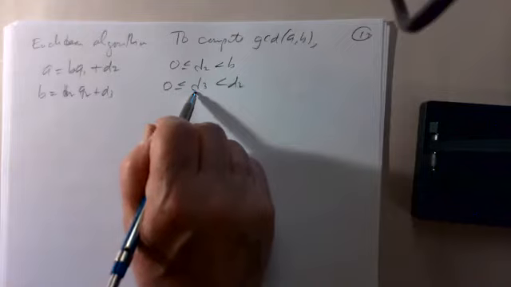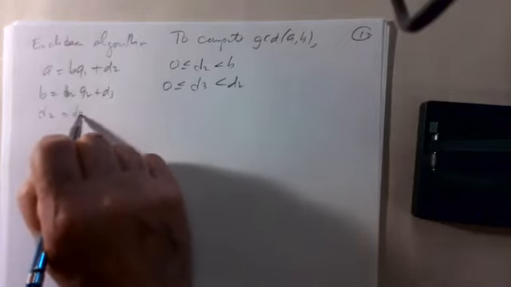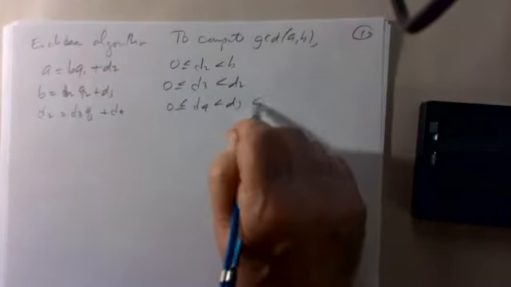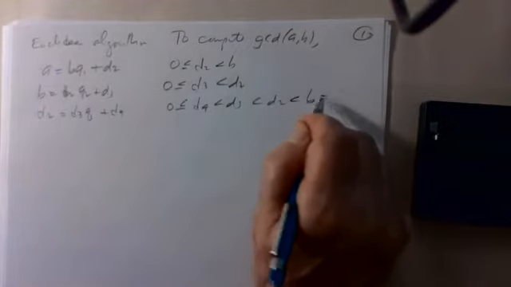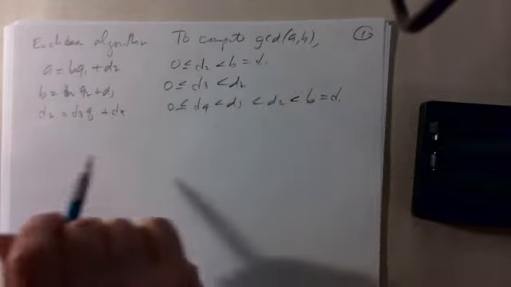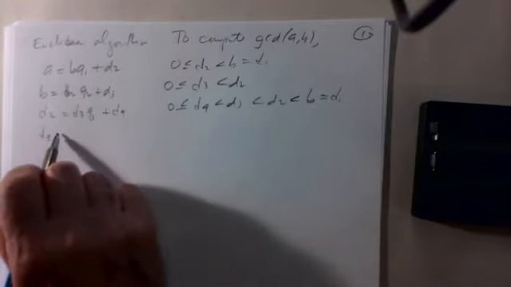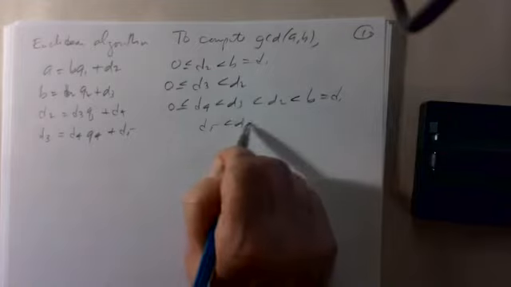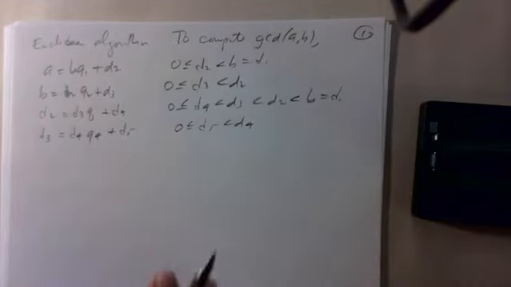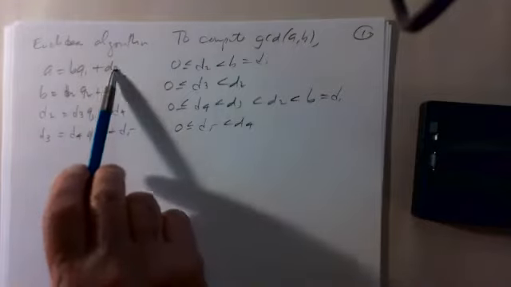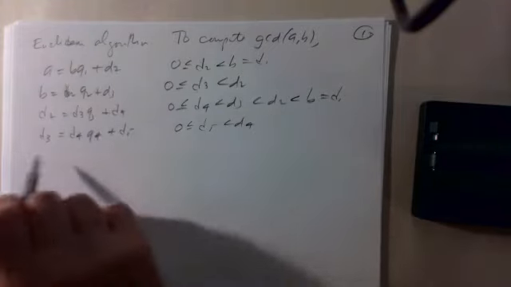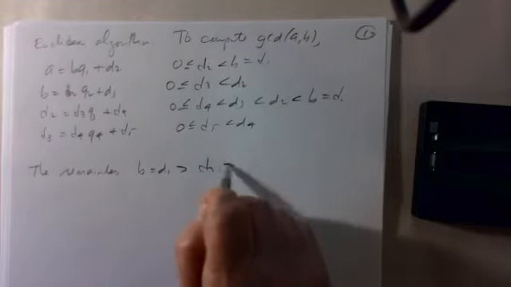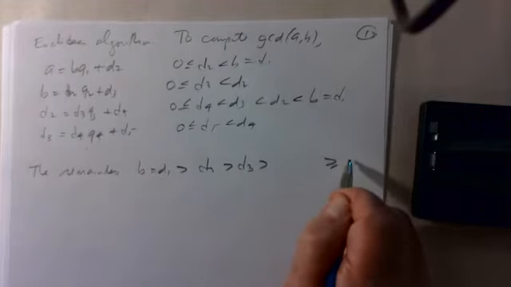Take D2, if D3 is not 0, divide D2 by D3. And you get a remainder D4. And D4 is less than D3, which is less than D2, which is less than B, which I call D1 sometimes. And keep doing this. If D4 is not 0, divide D3 by D4, and you get a remainder D5. And continue. Now, the important thing is to look at what happens to your remainders D2, D3, D4. This is a strictly decreasing sequence of non-negative integers.